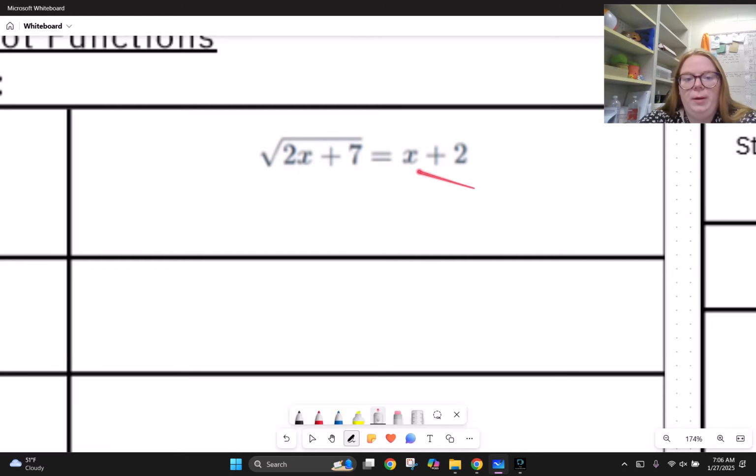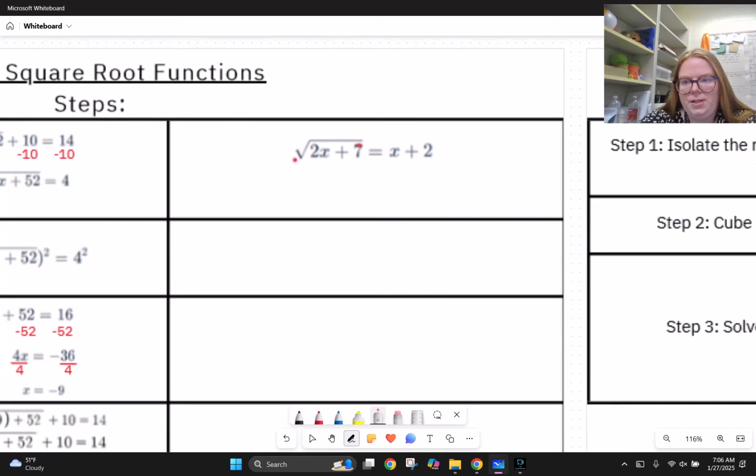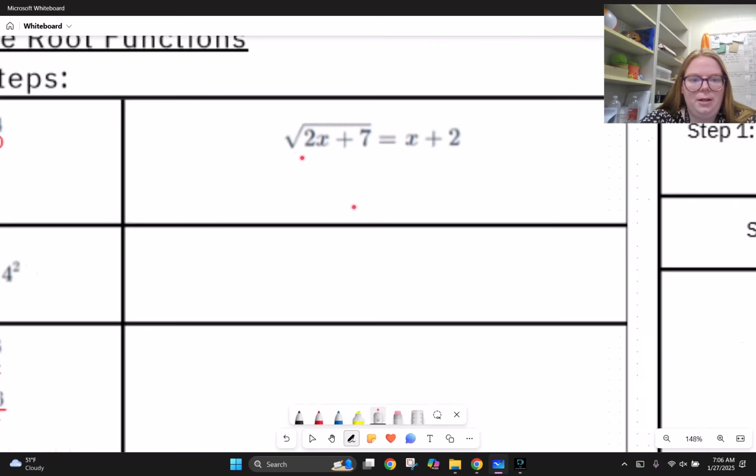So we're going to go ahead and work through this one now, following those same steps. Step number 1 is to get the radical by itself. Lucky for us, that's already the case. The only thing on this left side of the equation is the square root of 2x plus 7. So step number 1 is done. We can check that off.